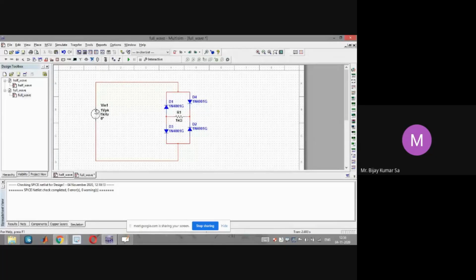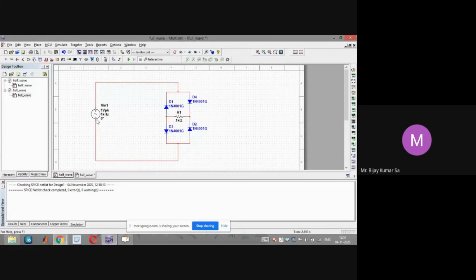So in the positive half cycle, which two diodes are on? D4 and D3, right? In the positive half cycle, this is the path of the current.